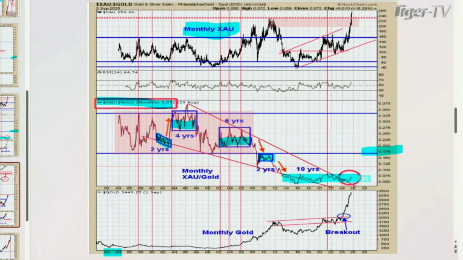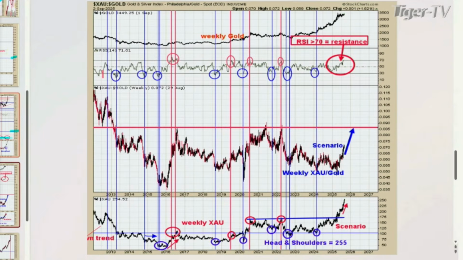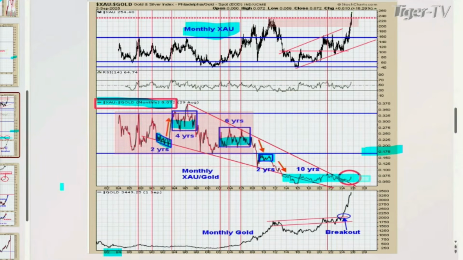Can I just ask you, what's the little red dashed line right at the top? Oh, that's the top of the 2011 XAU. Okay, that's just to mark the top. Yeah, I just marked the top. Okay. It shows we're above it. We're at the top of it now.